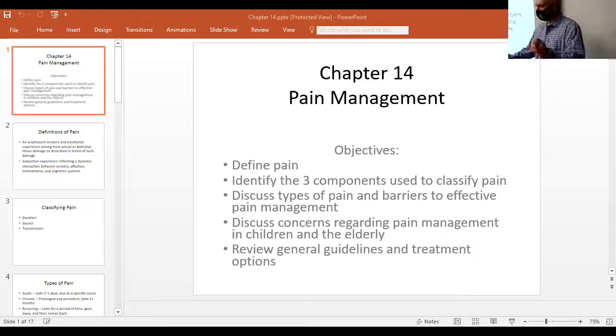So not to just read this stuff to you, but it's good information as far as when we're talking about pain. It's an unpleasant sensory and emotional experience arising from actual or potential tissue damage or described in terms of such damage. That's one. Or a subjective experience reflecting a dynamic interaction between sensory, affective, motivational, and cognitive systems. So what does that tell us?